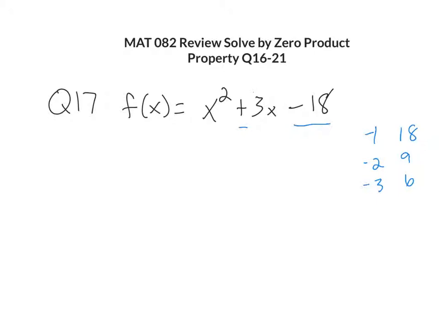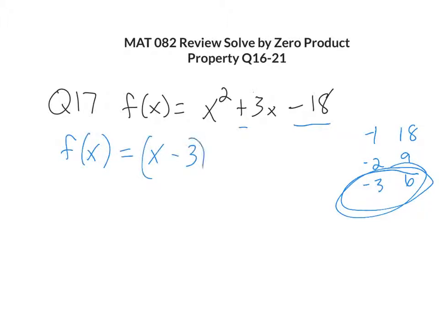So which one of these will combine together to give me a positive 3? Negative 1 plus 18 would be 17. Negative 2 plus 9 would be 7. And negative 3 plus 6 would give me my positive 3. So that's going to be my factors. So I'm going to have x minus 3, x plus 6. I'm going to set these each equal to 0, and then we're going to solve them.